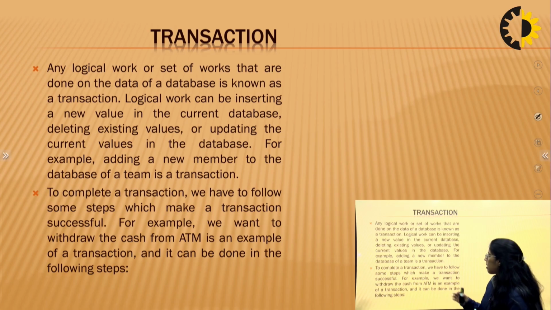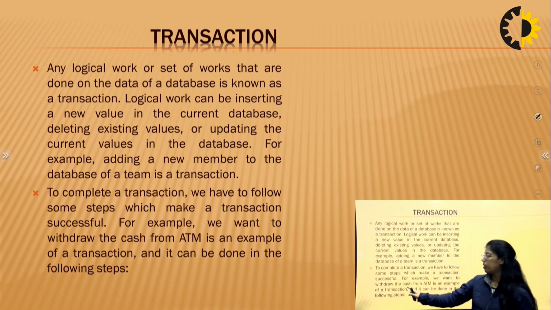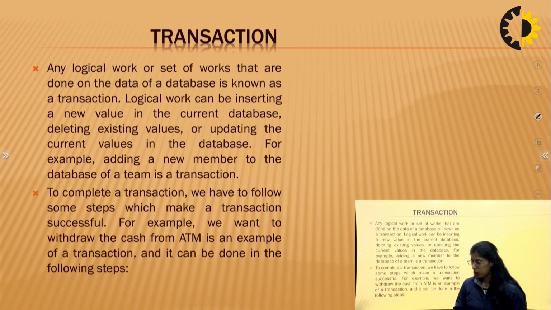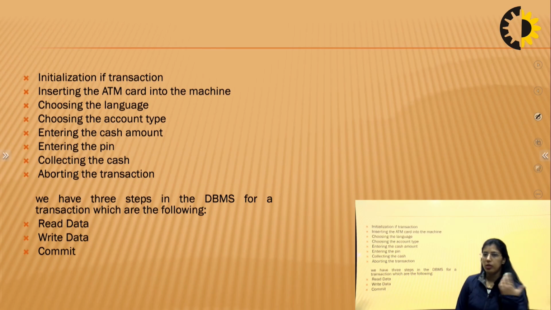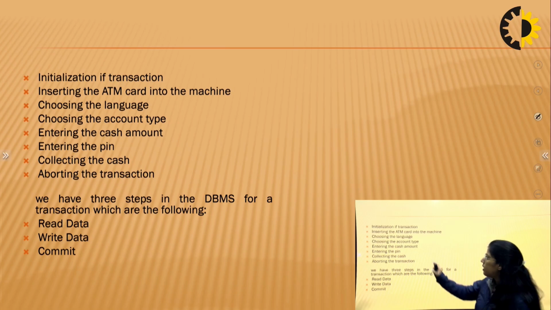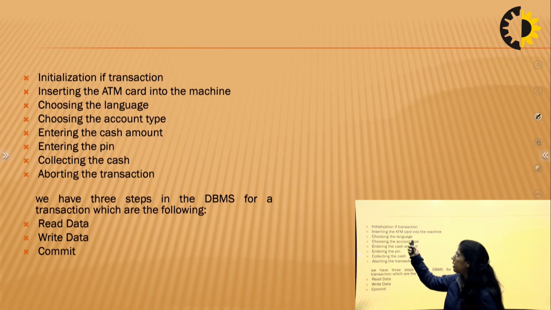To complete a transaction, we have to follow some steps which make a transaction successful. For example, withdrawing cash from an ATM is an example of a transaction and it can be done in the following steps. Firstly, initialization. Inserting the ATM card into the machine will be your second step.